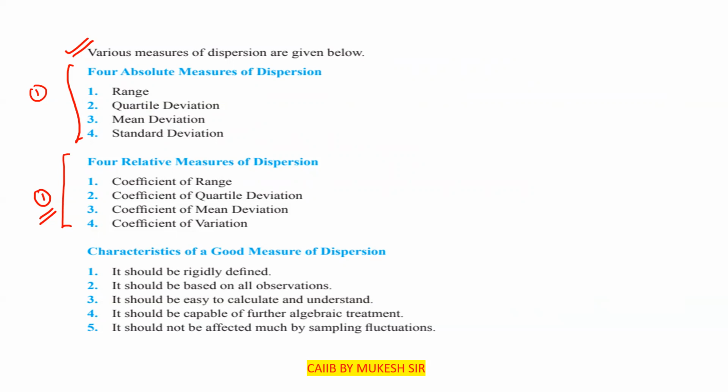So there are 4 absolute measures of dispersion. First one is the range. Second is quartile deviation, or interquartile range, which I already covered in part 3. What is the formula of that? Third is the mean deviation. Fourth is the standard deviation. Please remember that these are the absolute measures.